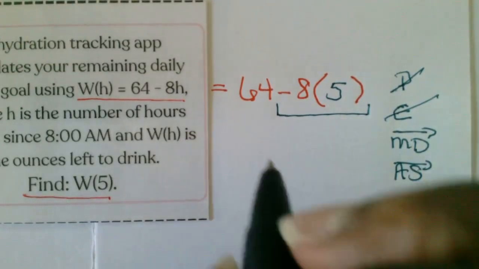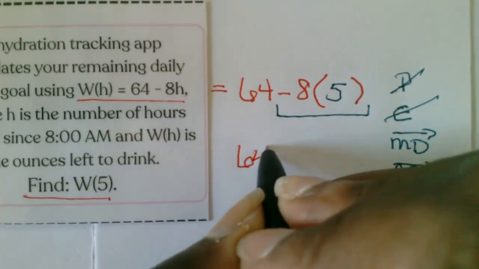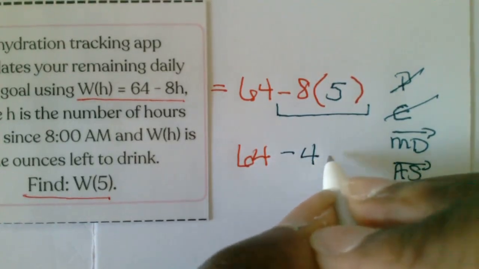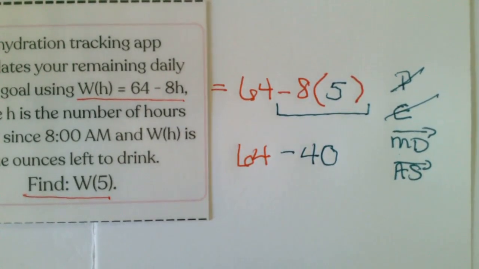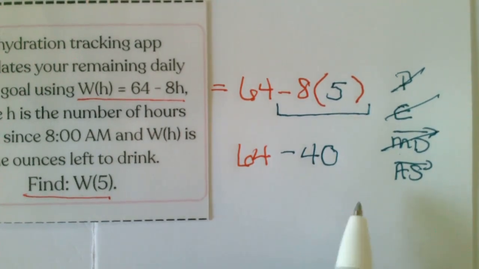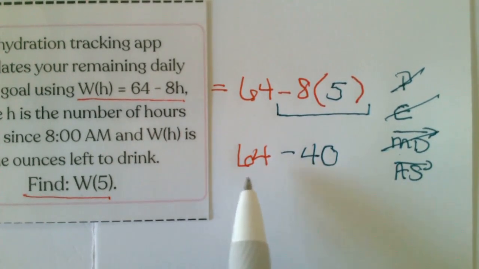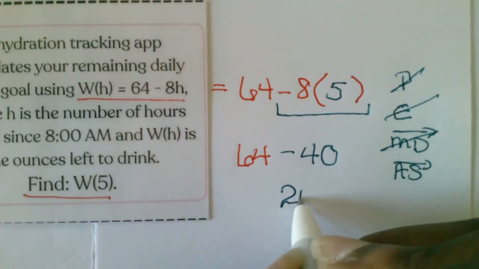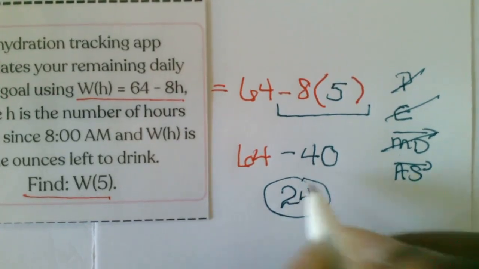So that means you have your 64 minus what? 40. Right? So now multiplication, division, that's done. All we have is subtraction. So 64 minus 40, that gives me 24.